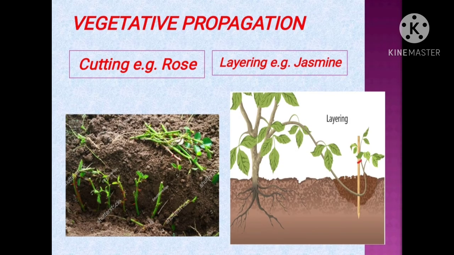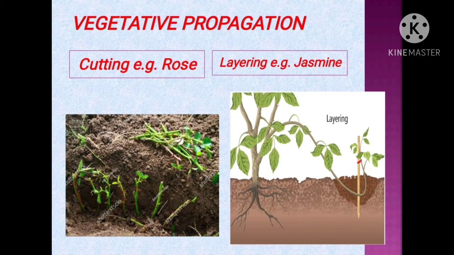Vegetative propagation in roses is done by cutting the stem. In this method, a healthy young branch of the plant having a leaf bud is cut off and planted in moist soil. The cutting develops roots and grows into a new plant. This method is used to propagate plants like rose, bougainvillea and sugarcane.